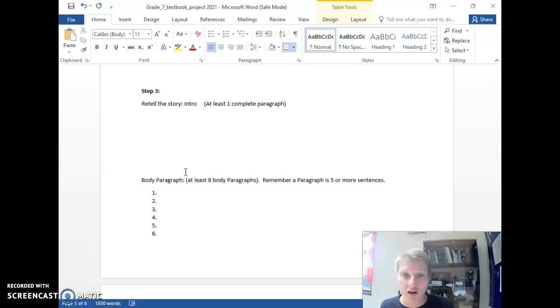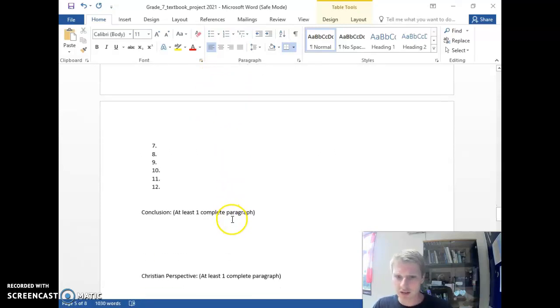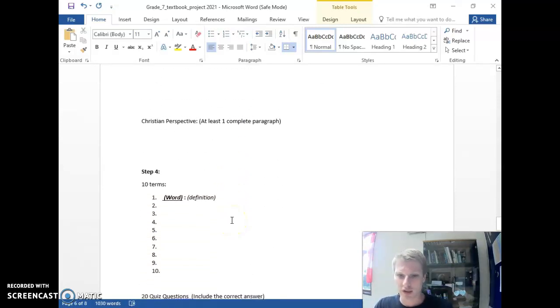Like I said, I'm going to share photos of what our textbook pages look like, how they write it, but it's got to be something that draws the reader in, retells it with excitement. It's not just copy and paste the answers to your questions. It's more than that. You need to have at least 10 paragraphs or 8 body paragraphs, 8 to 12, 5 sentences or more. There's a conclusion. There's the Christian perspective. Make sure you write those.